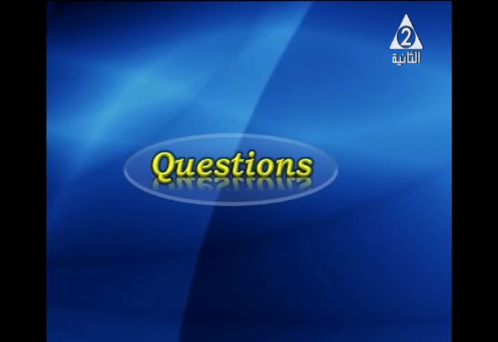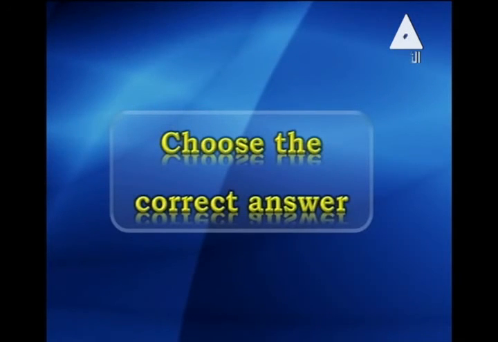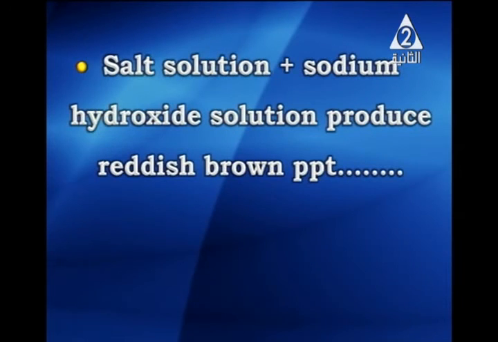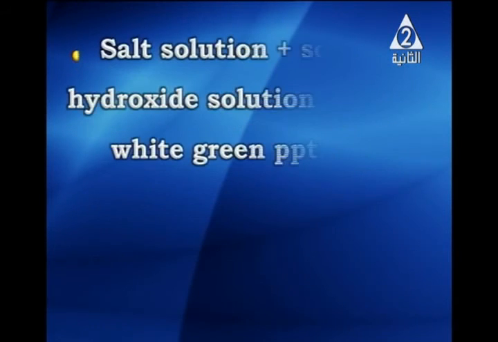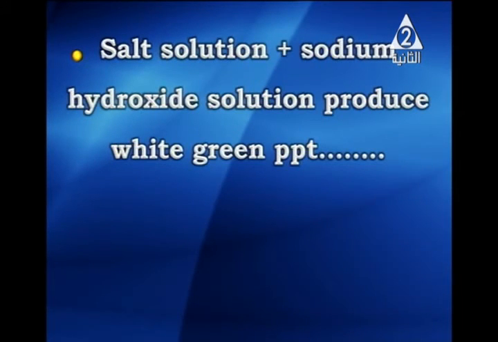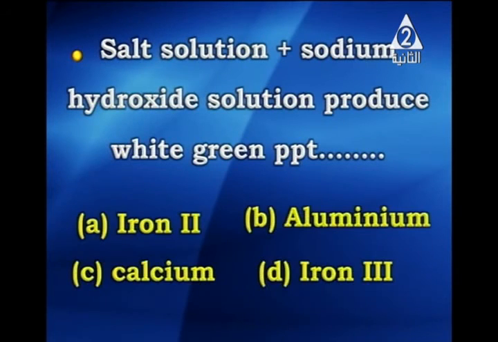Now, my dear students, we are going to discuss some questions. The first one, choose the correct answer. The salt solution plus sodium hydroxide solution produces reddish brown precipitate of what? Is it calcium, iron 2, 3, aluminum, or iron 2? If you think about the answer, it will be iron 3. Next one. Salt solution plus sodium hydroxide solution produces white-green precipitate of what? Is it iron 2, aluminum, calcium, iron 3? If you think about it, yes, it will be iron 2.